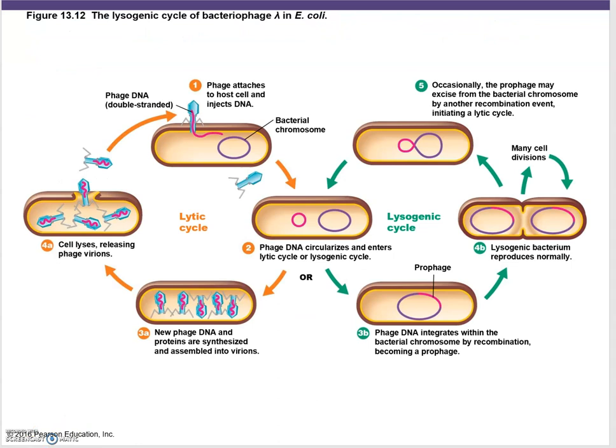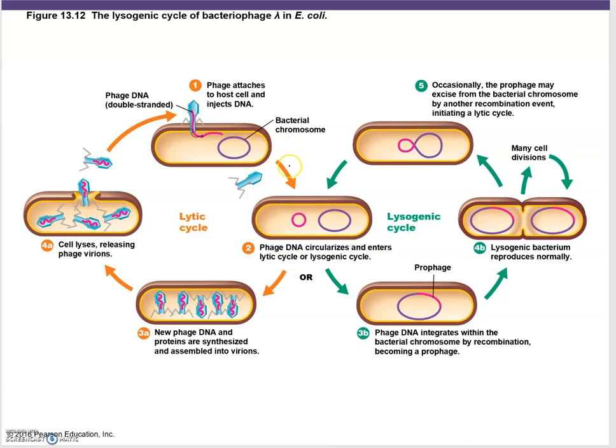So let's take a look at this one more time. Here we have the lysogenic and the lytic cycle on the same slide. Let's do what Tortora does, and we'll start with number one. So we're here in the lytic cycle of the virus. First is attachment, of course. The virus will attach itself to the surface and inject its genetic material into the host cell.